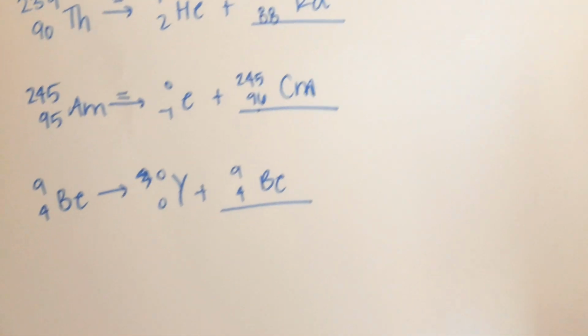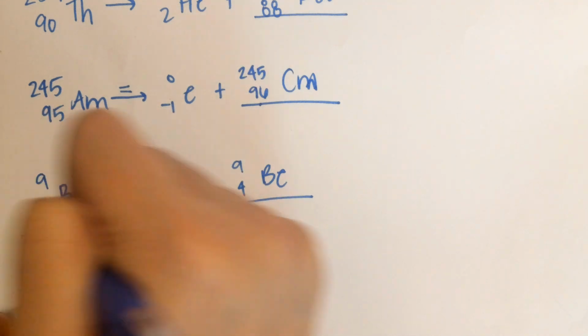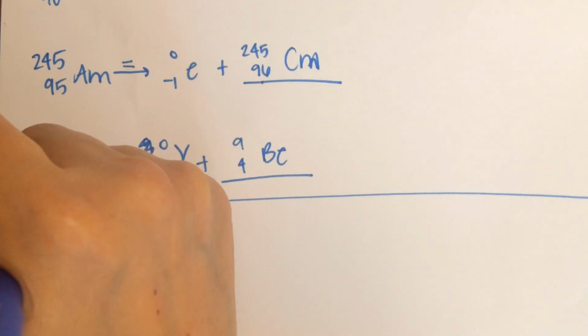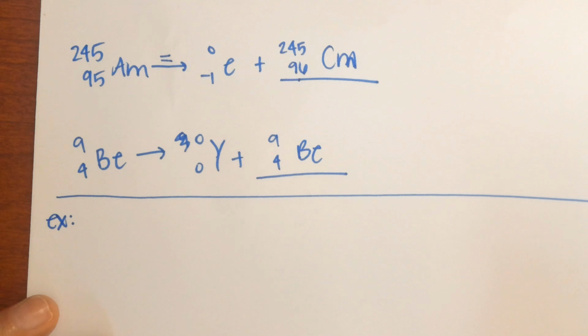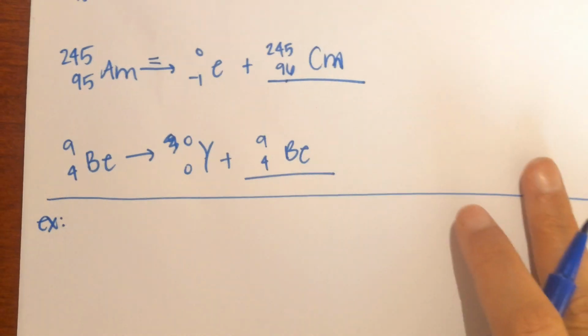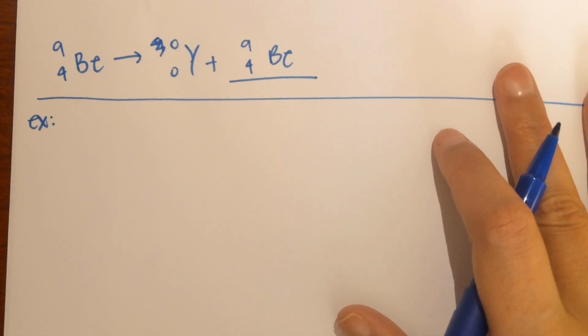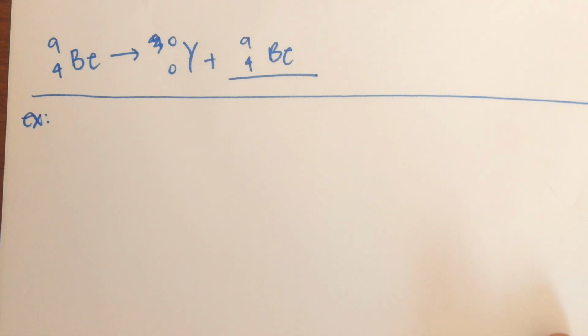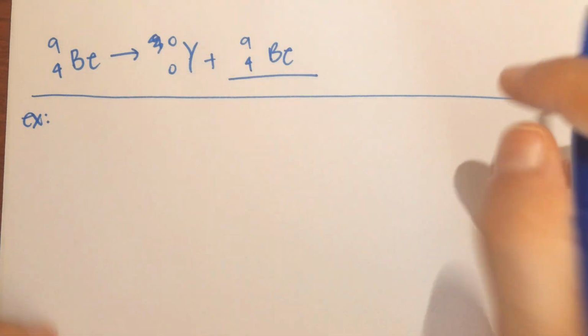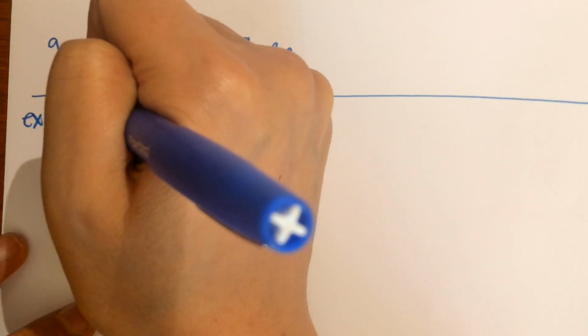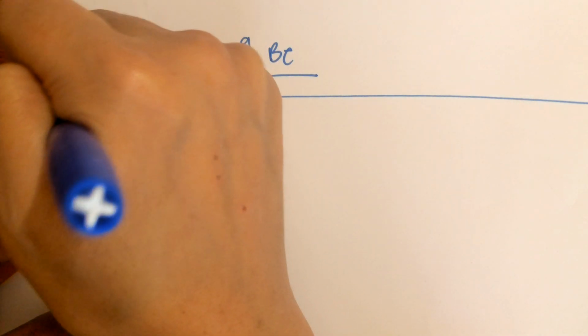I'm going to give you an example of one of each, and you're going to solve on your own. You should have a periodic table to solve it. Pause the video and solve them, and then play the video to check your work. So let me give you this example here.